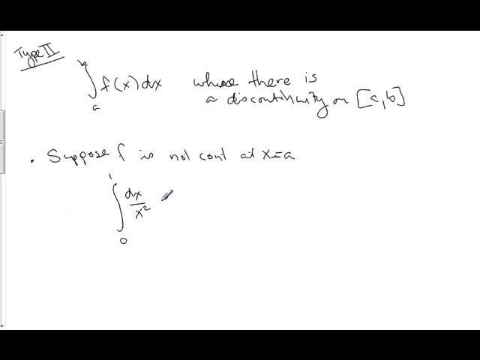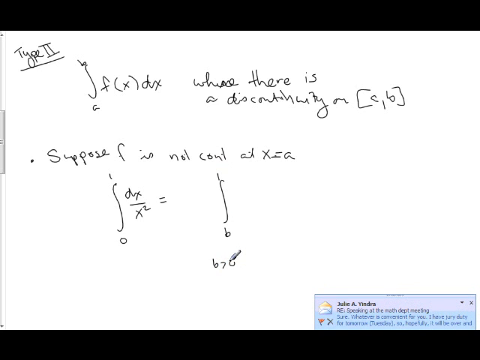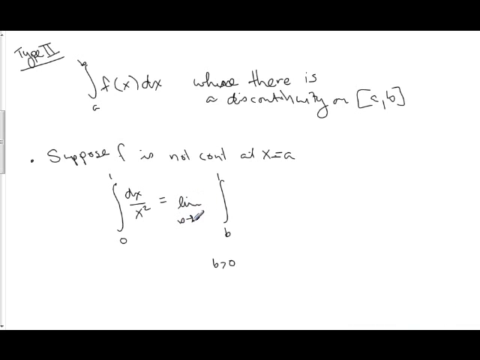Well, how are we going to work that? Well, we're going to write it as a limit. It's continuous from b to 1, where b is bigger than 0. And so we can take this as the limit as b goes to 0 from the positive side of this integral. Now, this is assuming, of course, f is continuous on the half-open interval.